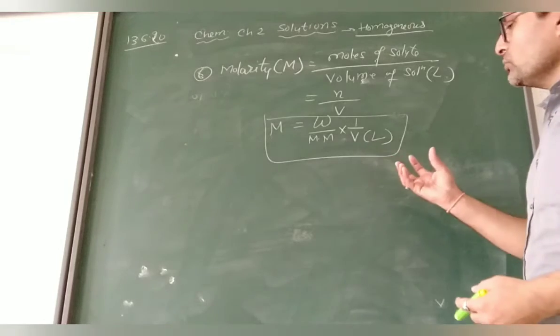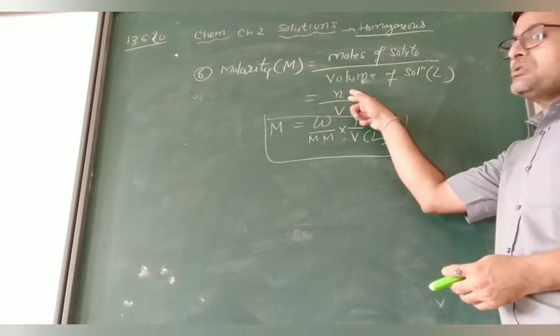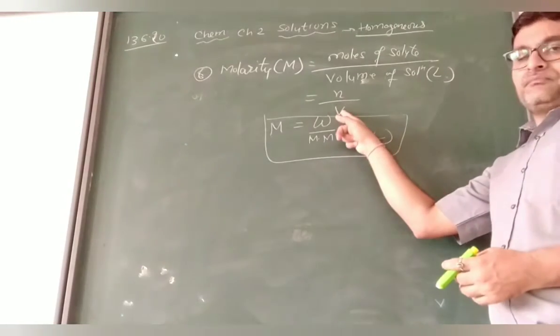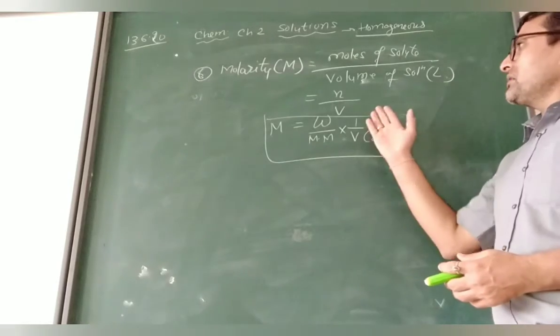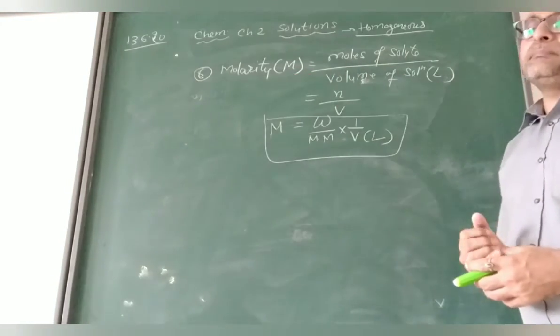Suppose 2 moles of solute are dissolved in 10 liter of water. So simply 2 moles is given and 10 liter is given. So 2 by 10, right? 0.2 becomes the molarity expressed in capital M.